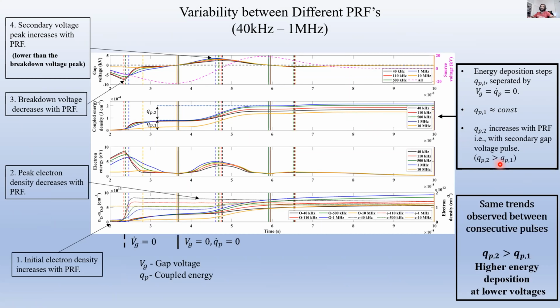Now, I think it's important to mention that relatively the same trends were observed between consecutive pulses when you consider only a few pulses. Another thing is that QP2 being larger than QP1 basically means that you get a higher energy deposition at lower voltages, because during QP1, which is the breakdown voltage, the voltage is higher.